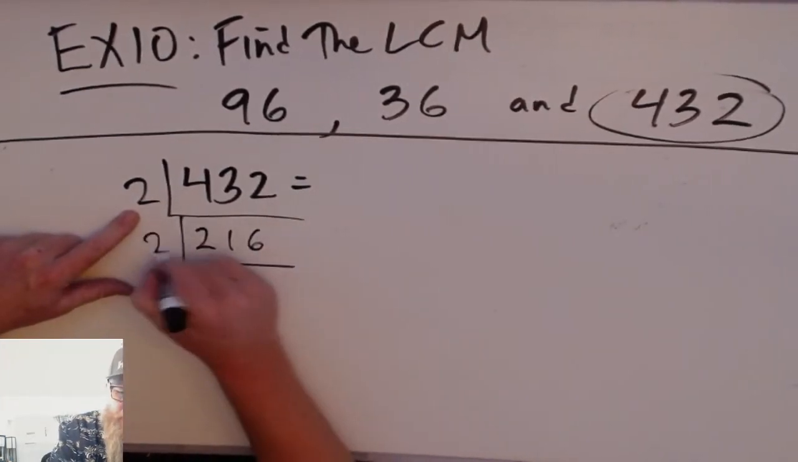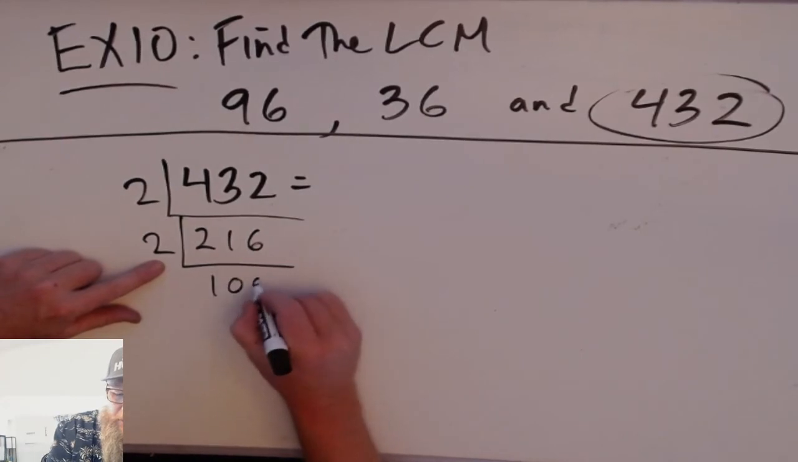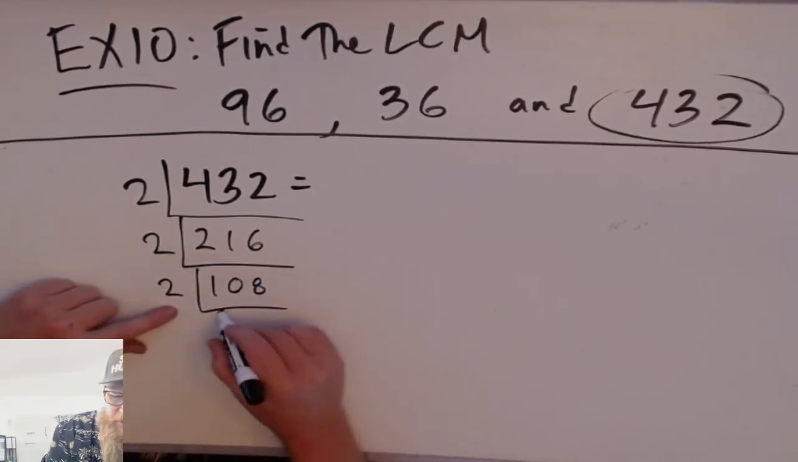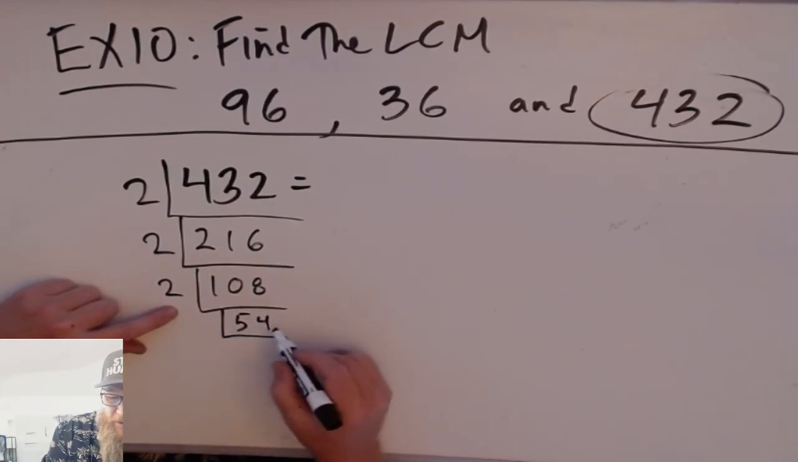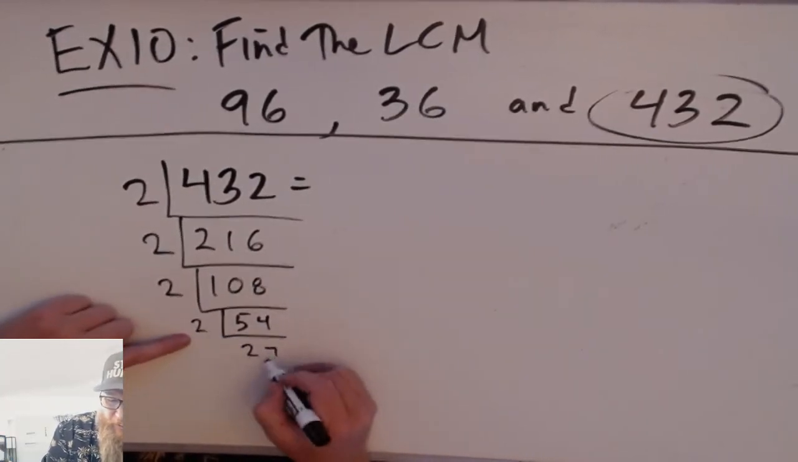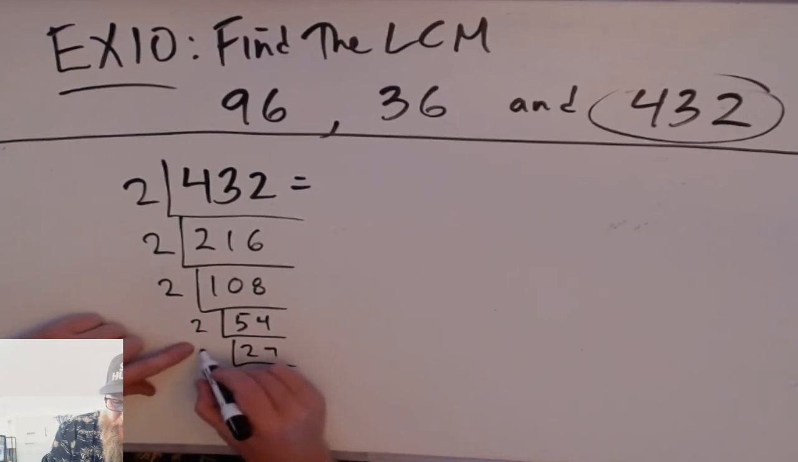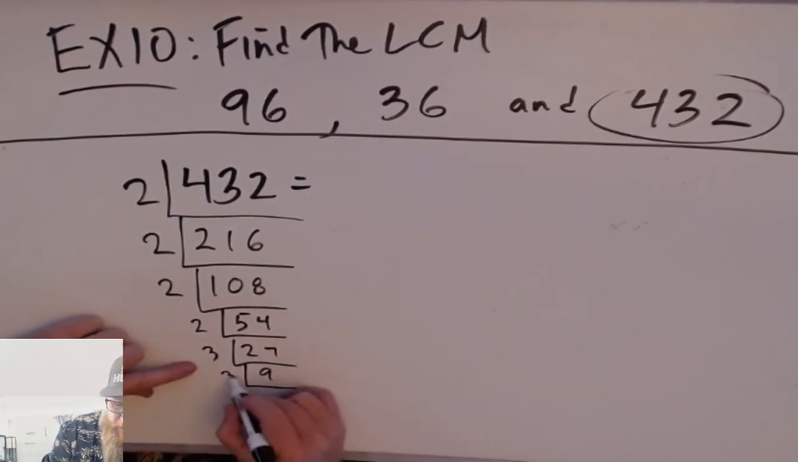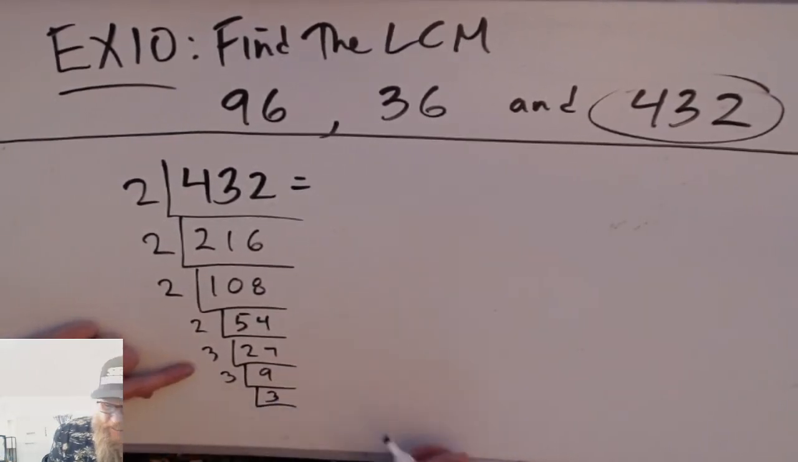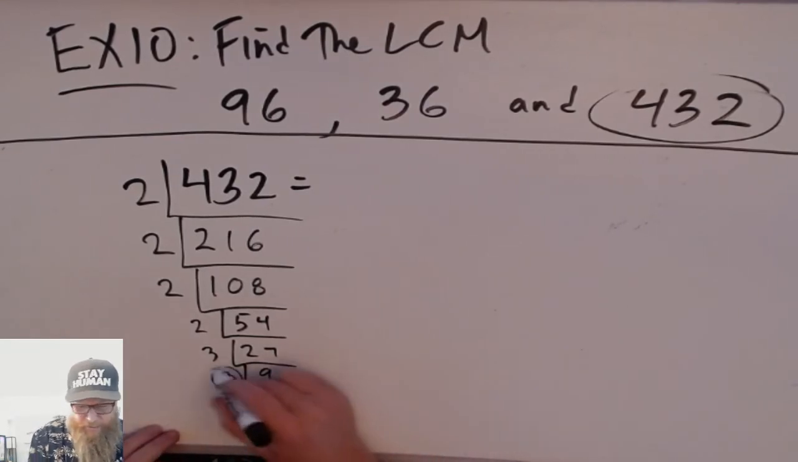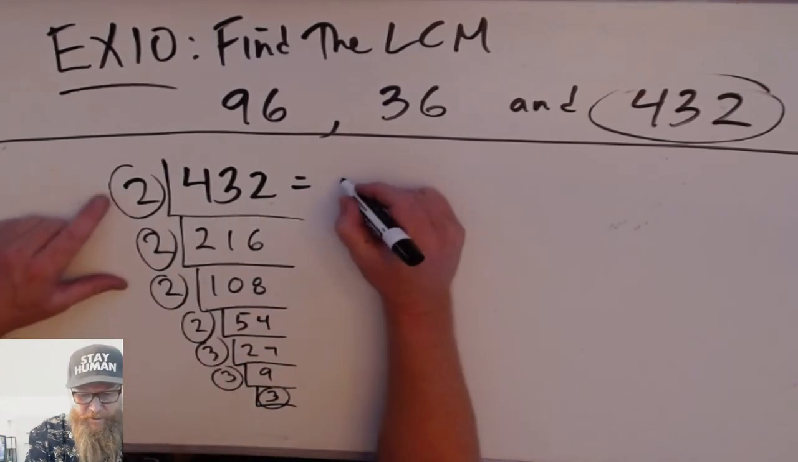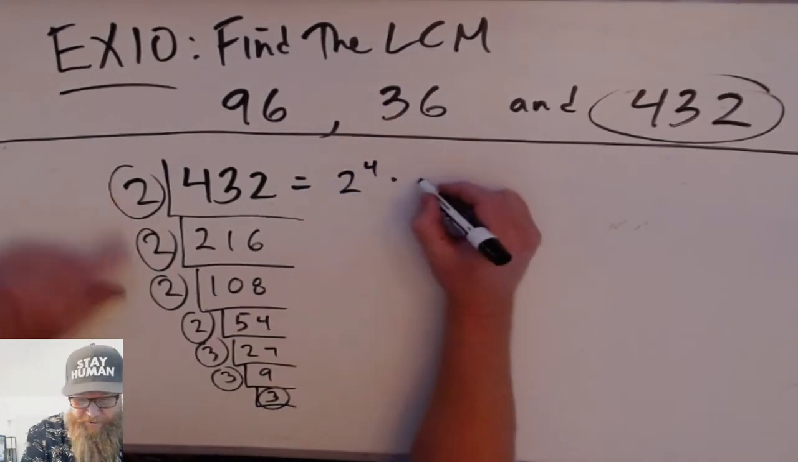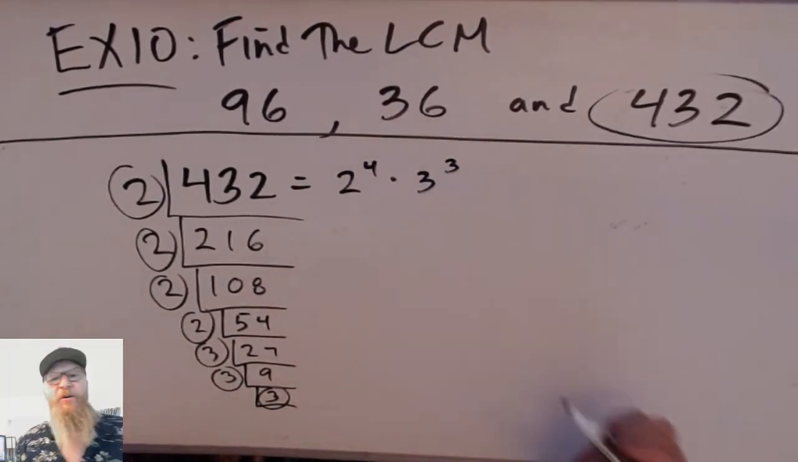216 divided by 2, 108 divided by 2, that's 54. Divided by 2 again is 27. Divided by 3 is 9. Divided by 3 is 3. So 1, 2, 3, 1, 2, 3, 4. So I got 2 to the 4th and 3 to the 3rd.